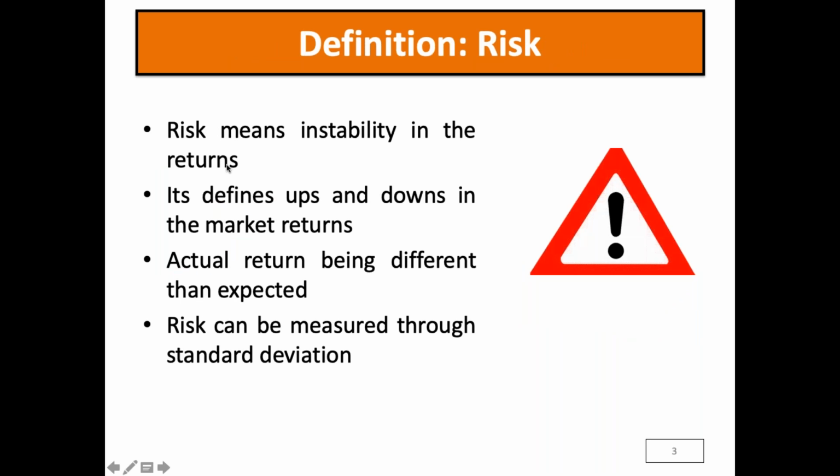So how would we understand risk precisely? Risk means instability of returns. First of all, risk means instability of returns. So when I'm talking about risk, let us try to identify some of the instruments which are having variable returns as well as some of the instruments which are having fixed returns. Talking about equity, real estate, or say gold, right? These are the common investments. These are the instruments which are having variable returns.